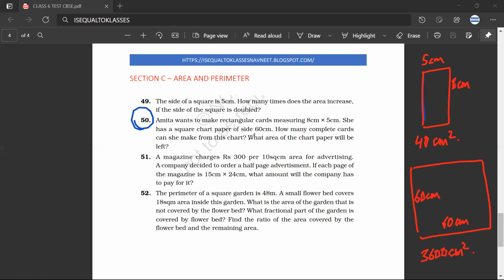So this is the chart paper. This is the card. How many complete cards can she make from this chart? Complete. So 3600 divided by 200. Am I correct? Mr. Sarthak, am I correct? Yes, sir.